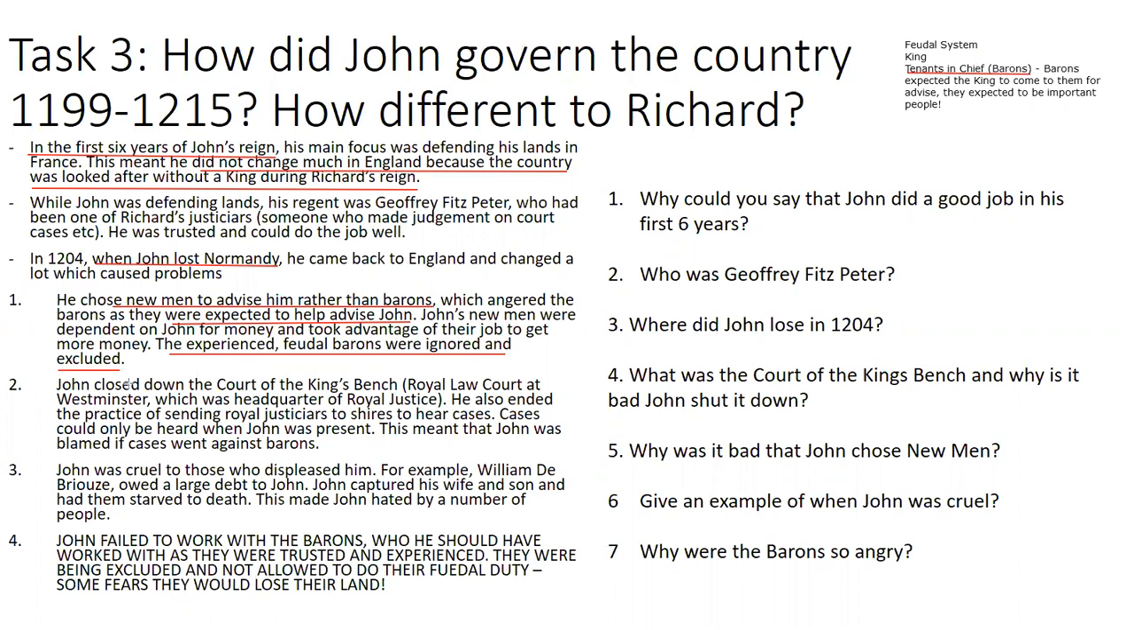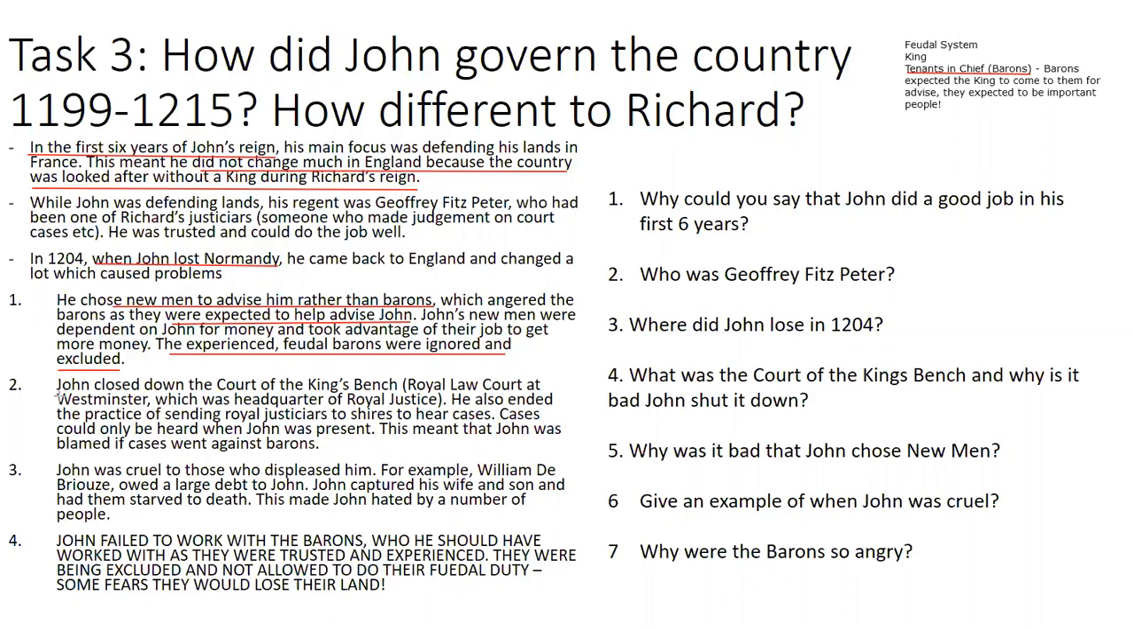On top of this, a lot of these barons had been trusted by Richard and they were experienced. And John was excluding them and not allowing them to do their feudal duty. So a lot of these men were scared that they were going to lose their land.